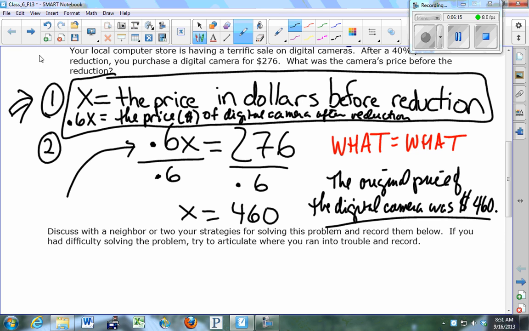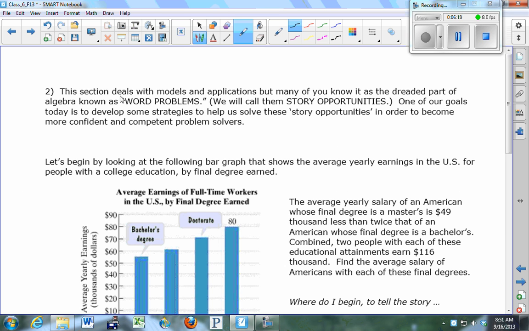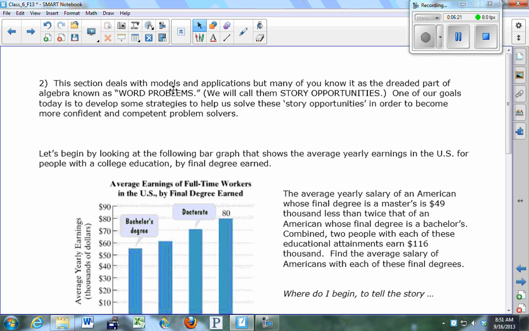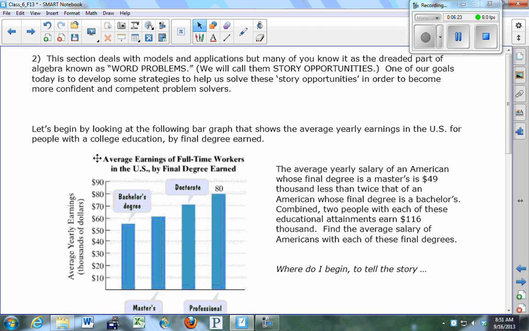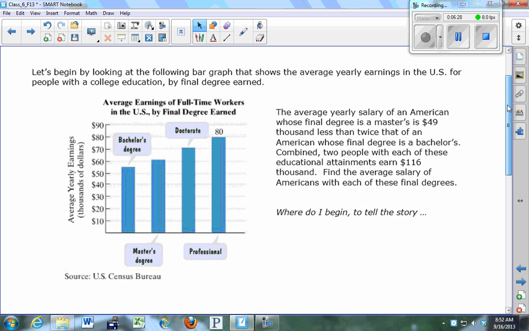So let's try these strategies with some more problems here. Okay, so let's take a look at the second one. Let's begin by looking at the following graph. I got this from your book. It's a bar graph, and it shows the average yearly earnings in the United States for people with a college education by the final degree earned.